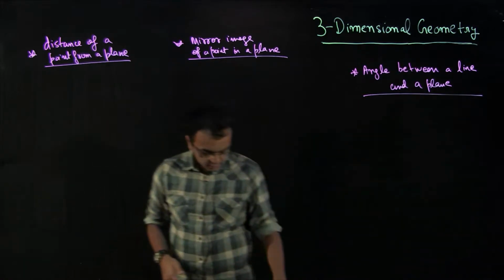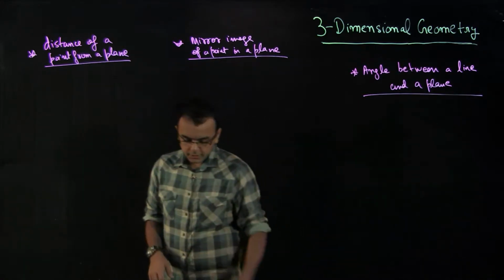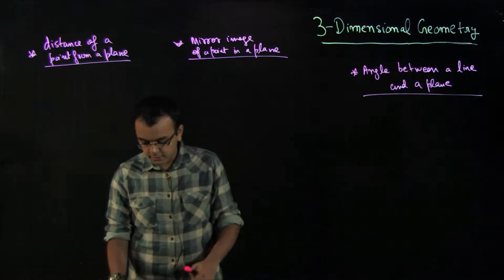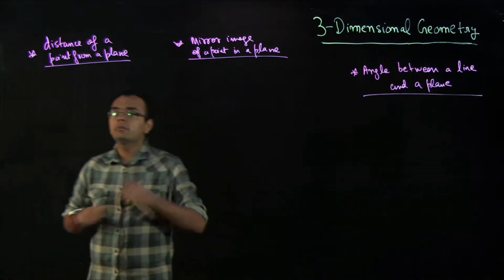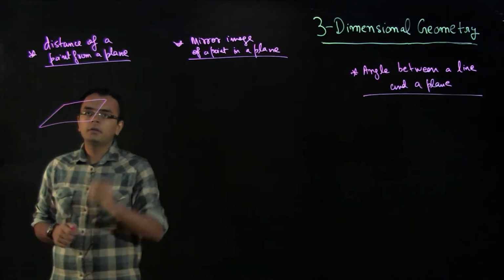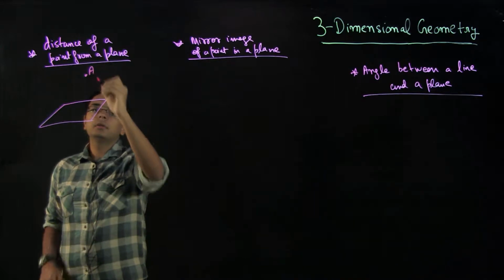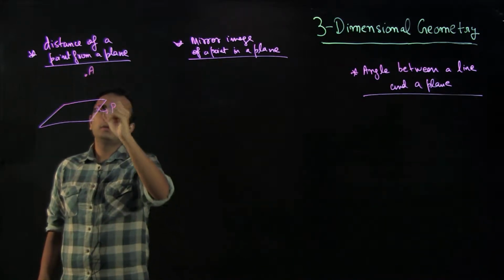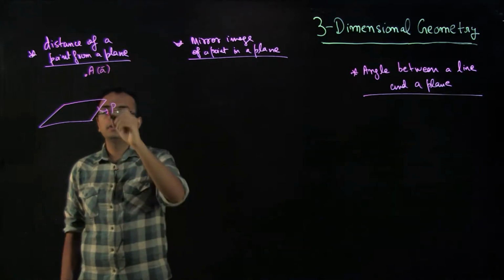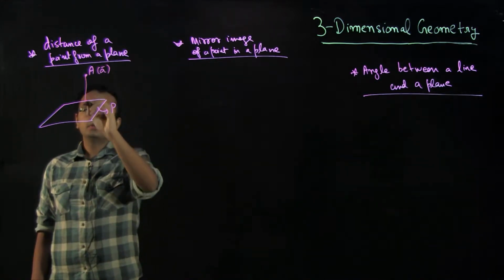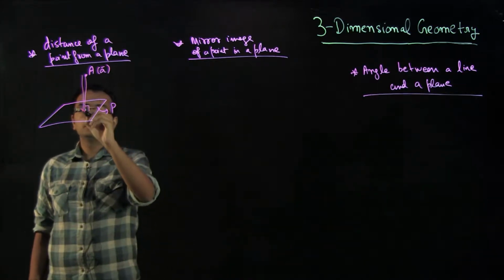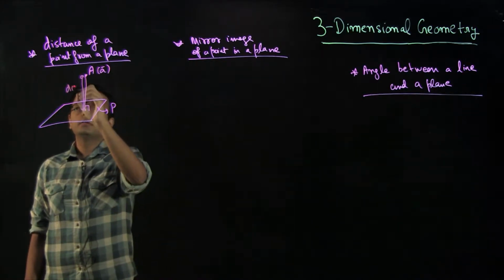So let me start with the easiest topic, distance of a point from a plane. As the name suggests, it is basically the perpendicular distance of a point. Let us say this is a plane P, and there is a point A here, with A vector being the position vector, which means the coordinates. Then you have to find this distance. What is this distance?